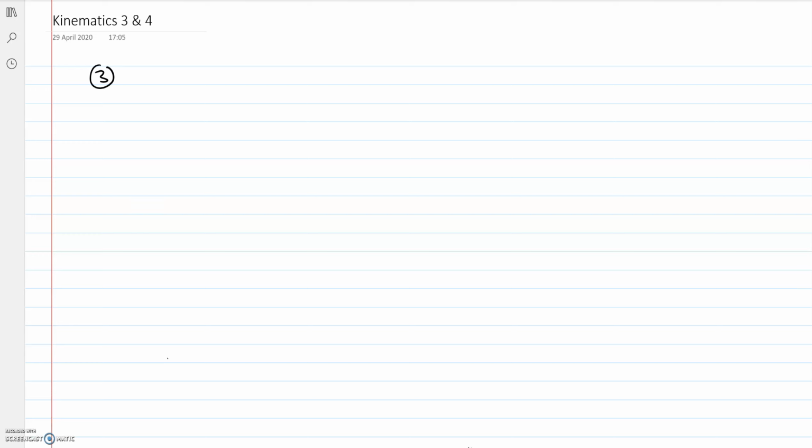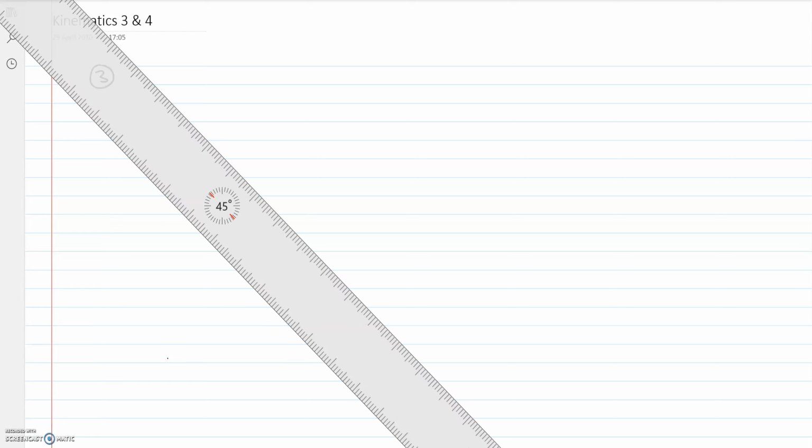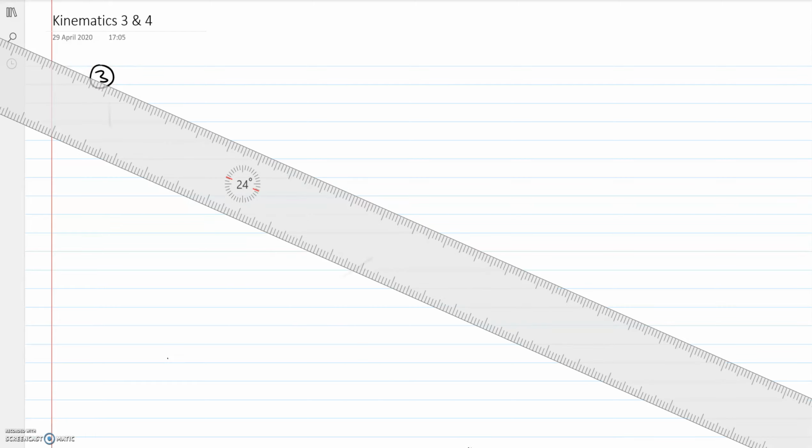Question 3 on your kinematics. So a car moves from traffic lights along a straight line with constant acceleration. The car starts from rest at the traffic lights, and 30 seconds later, the car passes a speed trap where it is registered at 45 km per hour. Find the acceleration of the car and the distance between the traffic lights and the speed trap.